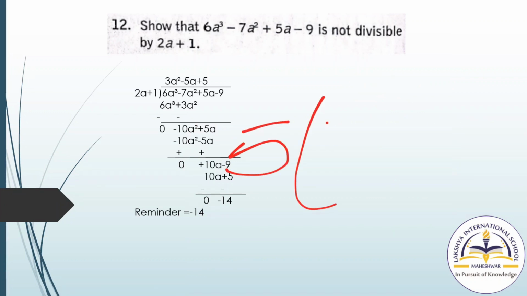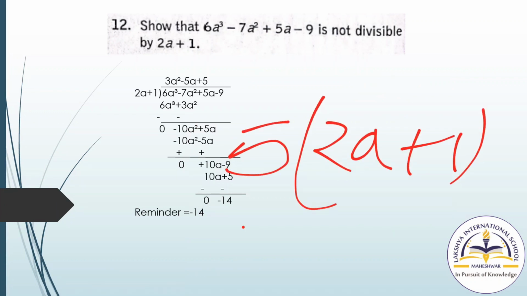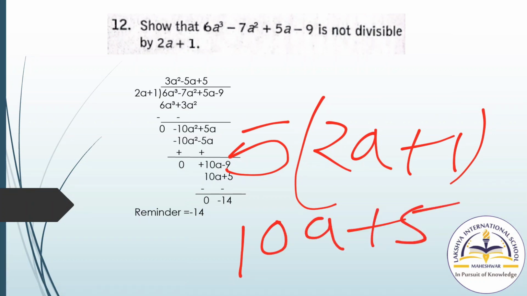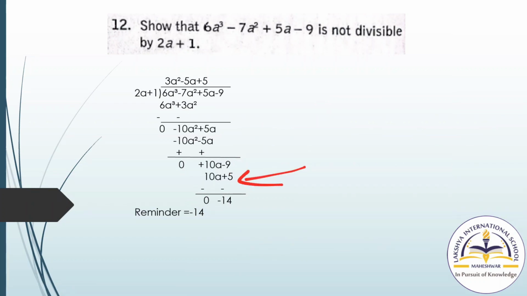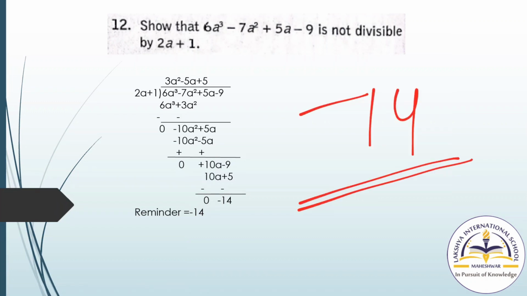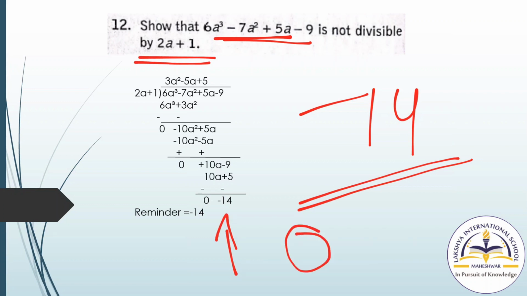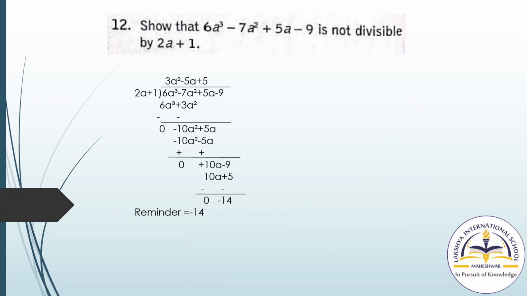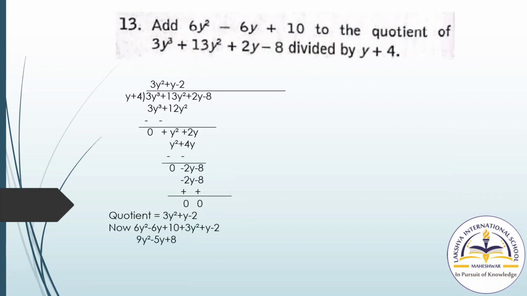Now you have to multiply 5 into 2a plus 1. You will get 10a plus 5. Here it is written. Now you can see minus 9 minus 5, minus 14, and 10a minus 10a, this will be cancel out, 0. So minus 14 is the remainder. So it is clear that this is not divisible by this term. If there is the remainder 0, then this will be divisible by the given divisor, but here the remainder is minus 14, so it is clearly not divisible.